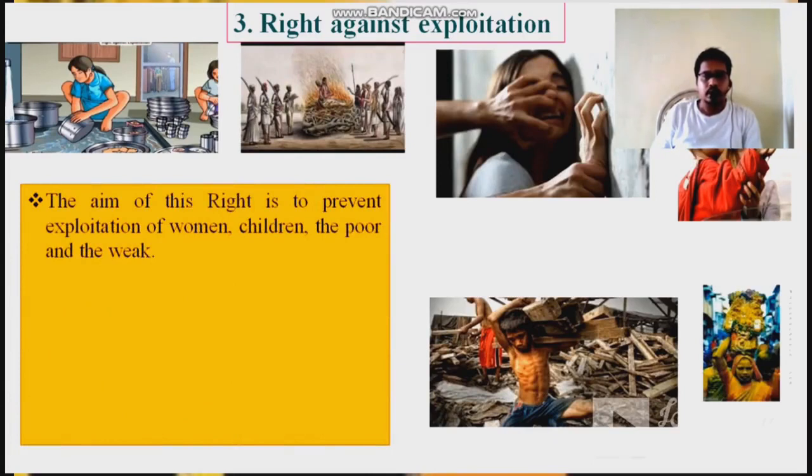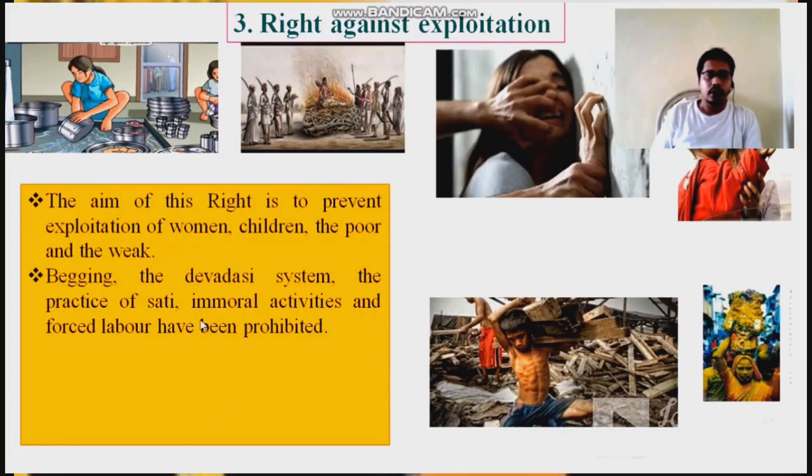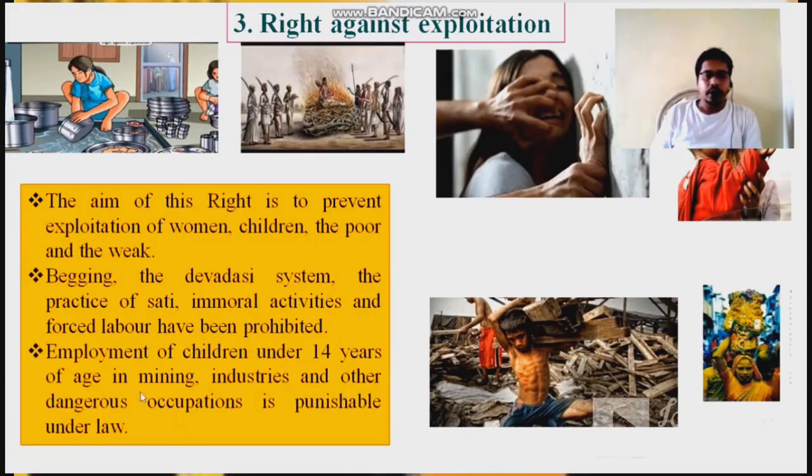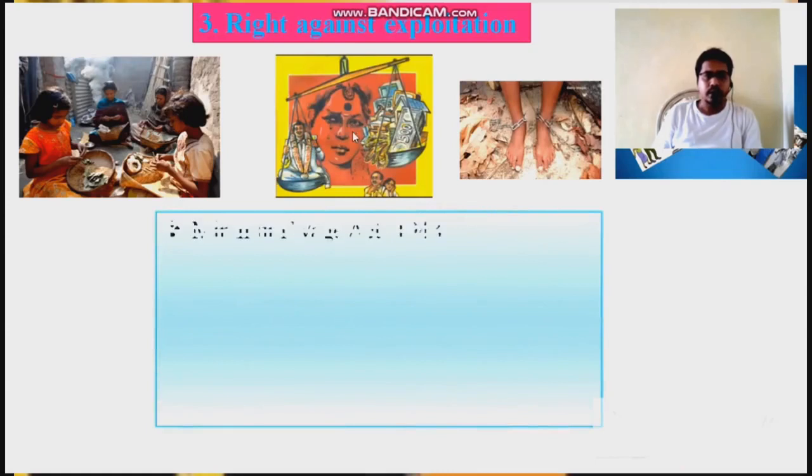Third one, right against exploitation. Exploitation means if somebody gets exploited, harmed or troubled by someone, whether mentally or physically, we have the right against exploitation. The aim of this right is to prevent exploitation of women, children, poor and weak. Begging, devdasi system, practice of sati, immoral activities and forced labor have been prohibited. Employment of children under 14 years of age in mining, industries, garages, hotels or anywhere is an offense. For that, they are going to get punishment by law.